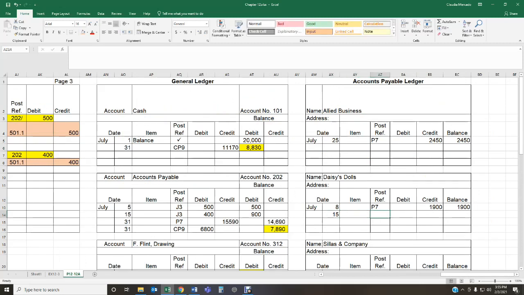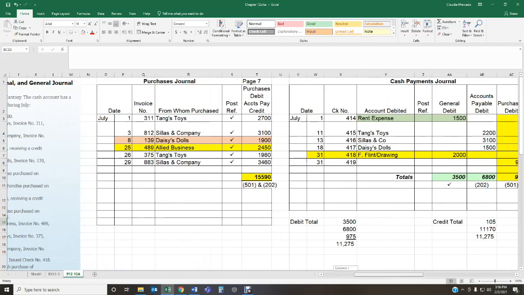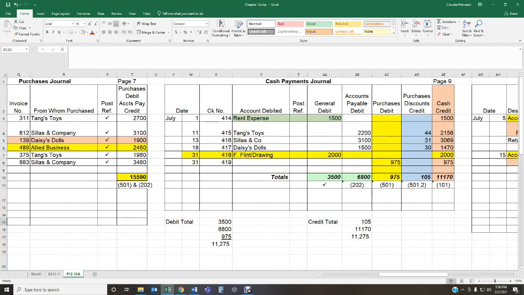And that happened on general journal 3. And we had a debit of $400 for the return. So now my balance is going to be the $1,900 minus the $400. That gives me $1,500, okay? That happened on the 15th, okay? Then I can go over here and I can say, okay, Daisy's Dolls, we paid off the balance of $1,500. Daisy's Dolls. Let me just highlight this piece right there.